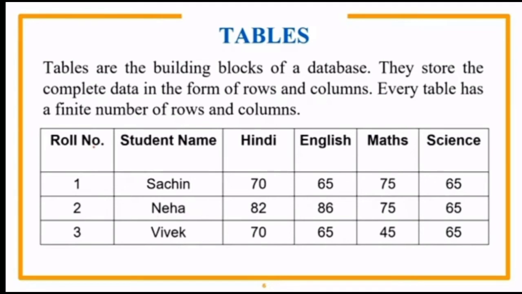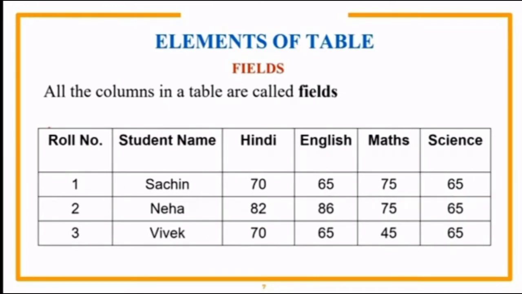So tables are the building blocks of a database. They store the complete data in the form of rows and columns. How are we storing all the data? In the form of rows and columns. Every table has a finite number of rows and columns. Okay, roll number, student name, Hindi, English, maths. You just see the table, how it is storing.